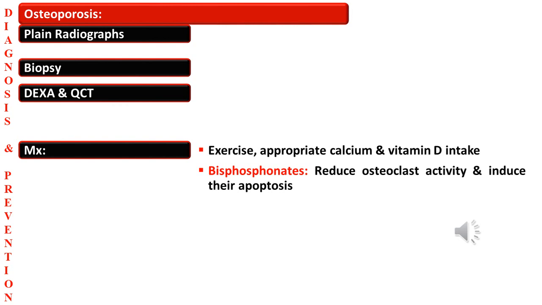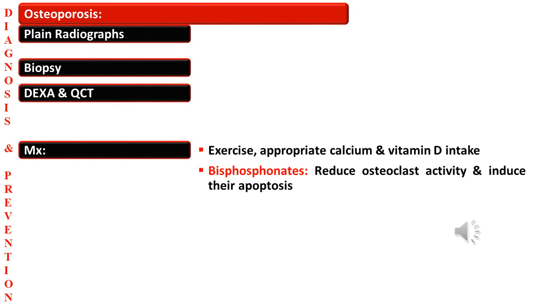So how do we manage osteoporosis? We correct the various factors which are the active players in bone homeostasis. We correct these through exercise. We increase the calcium intake and vitamin D facilitated calcium absorption, so we give the supplements. Along with this, we also give bisphosphonate, which reduces osteoclastic activity and induces osteoclastic apoptosis.